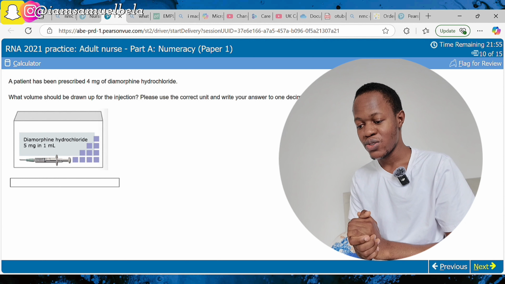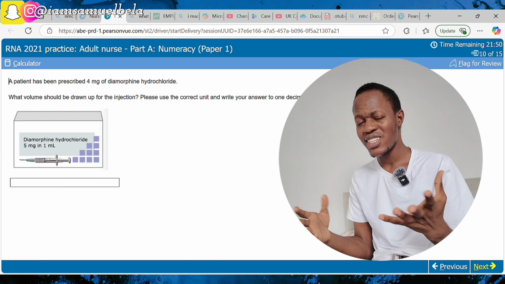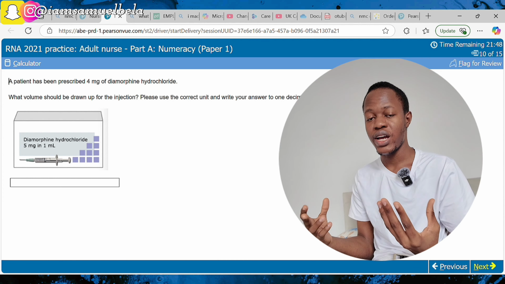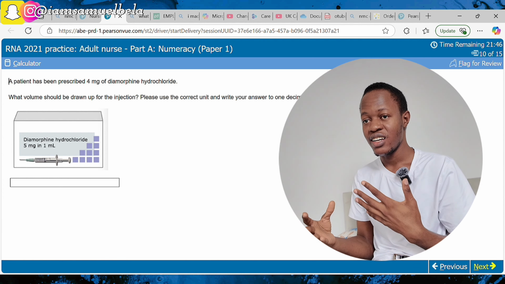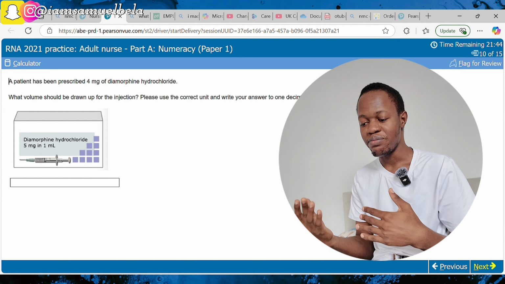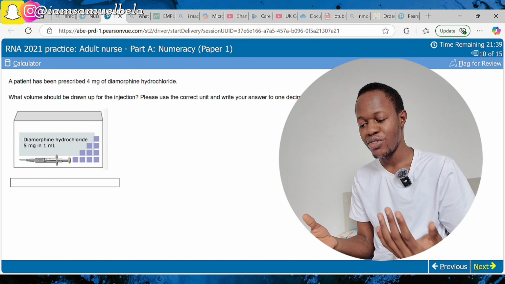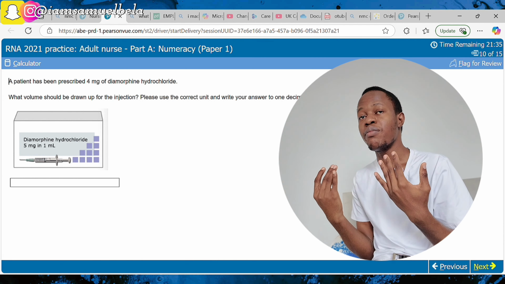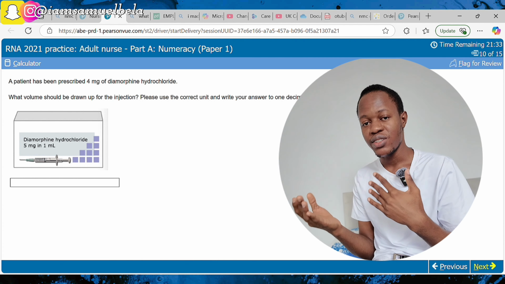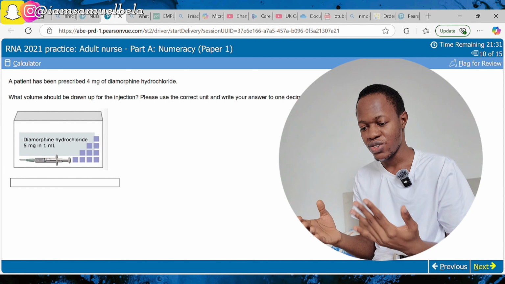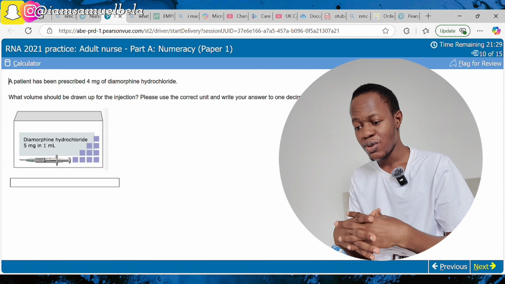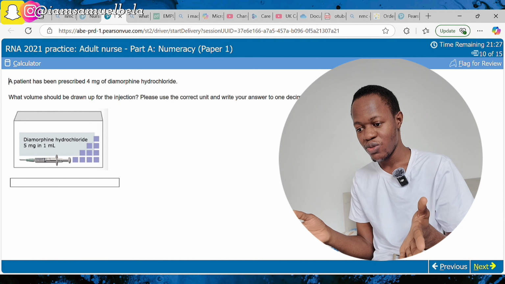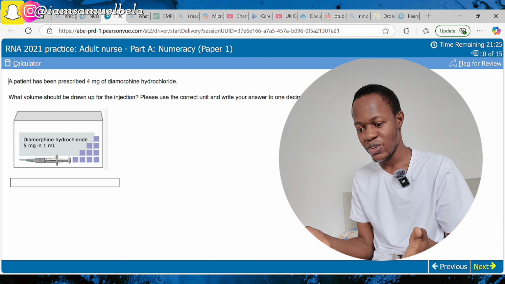A patient has been prescribed 4 milligram of diamorphine hydrochloride. These are medications for end of life, people that are dying. We have medications to make them pain free, medications to get rid of their excess secretions, and medications to relieve them of agitation and all sorts of things. So a patient has been prescribed 4 milligram of diamorphine. What volume should be drawn up for the syringe?